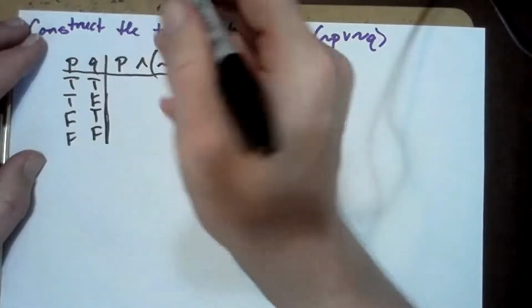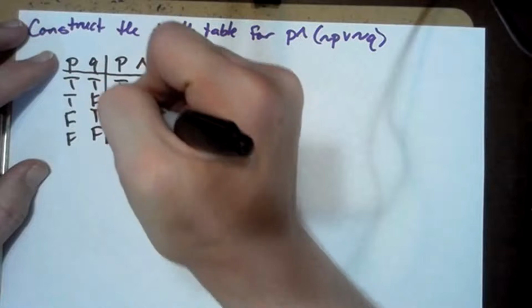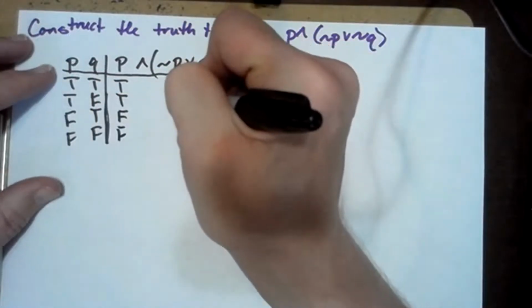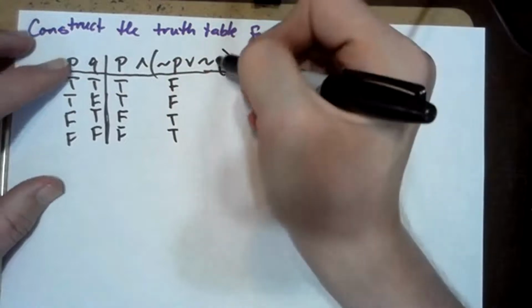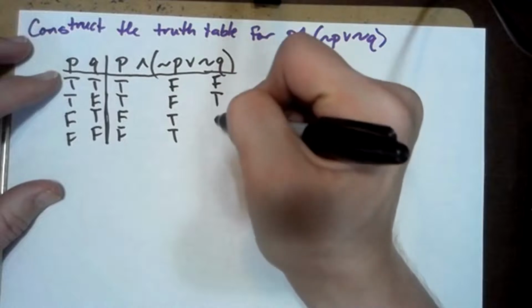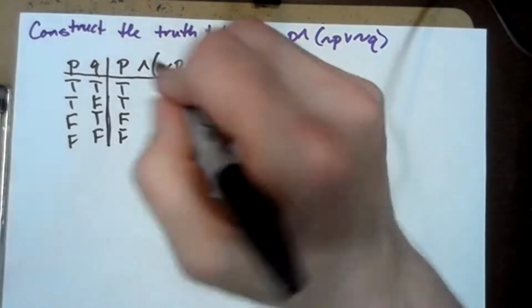P just follows the pattern of P. That gives us true, true, false, false. Not P gives us the opposite: false, false, true, true. Not Q reverses the pattern for Q: false, true, false, true.